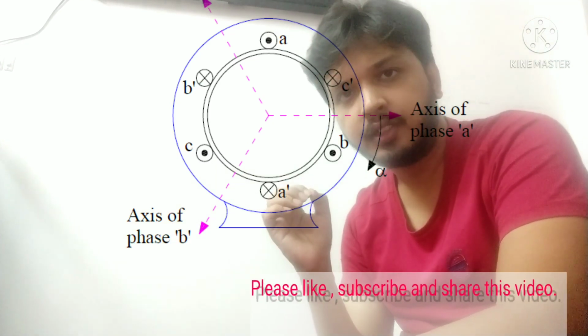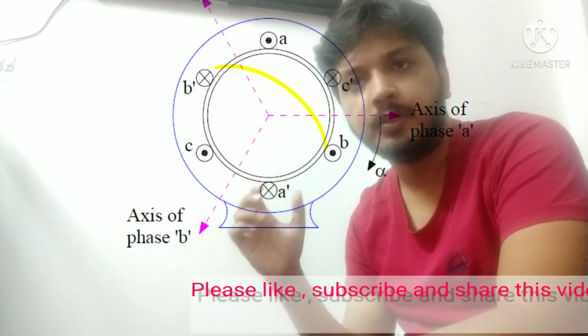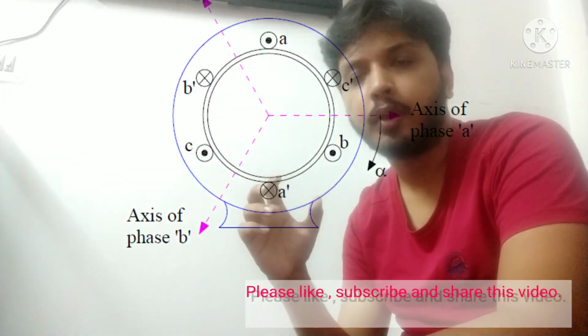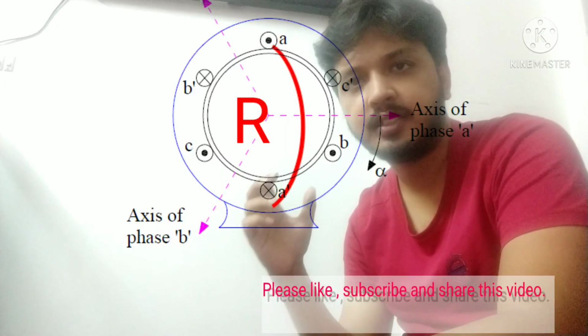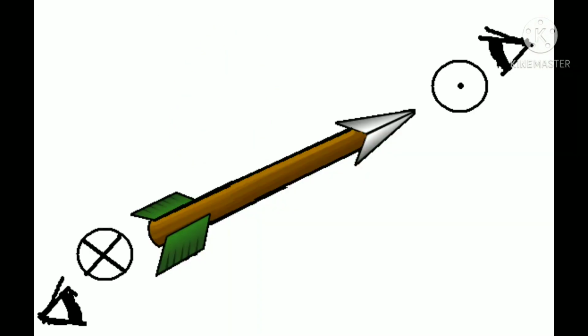The three-phase winding ABC is represented by three full-pitch coils AA dash, BB dash and CC dash in the above figure. The concentrated full-pitch coils AA dash, BB dash and CC dash represent R, Y and B phase respectively. If we look at an arrow from the front side, it will look like a dot. And if we look at it from the back side, it will look like a cross. So current coming out from the screen is represented by a dot, and current going towards the screen is represented by a cross.